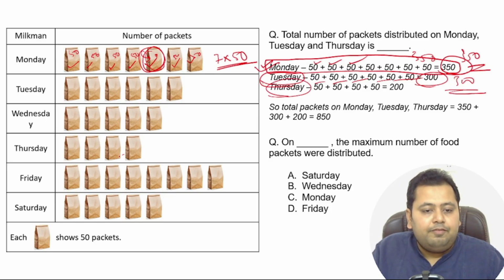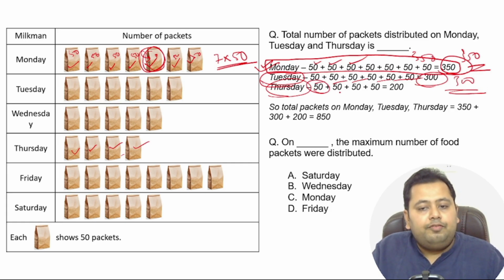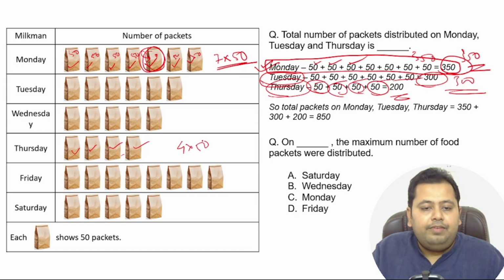And on Thursday, if you see, there are 4 packets or pictures showing. So 50 plus 50 plus 50 plus 50 is 200, or simply it is 4 into 50. This is 6 into 50. If you see, you will get these answers.